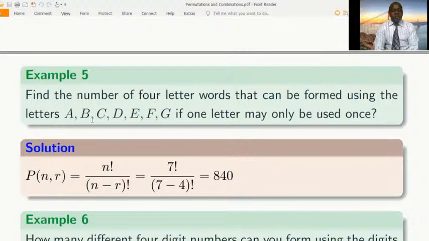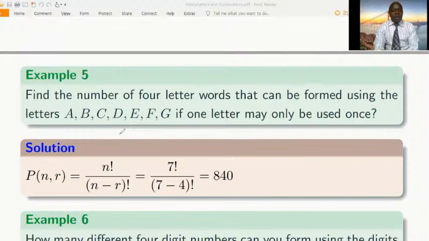These are 1, 2, 3, 4, 5, 6, 7. These are 7 letters, and we are told to form words of 4 letters. 4-letter words. Whether they make meaning or not, we just want to make 4-letter words out of 7 letters.